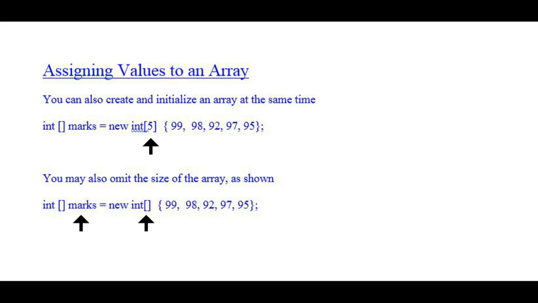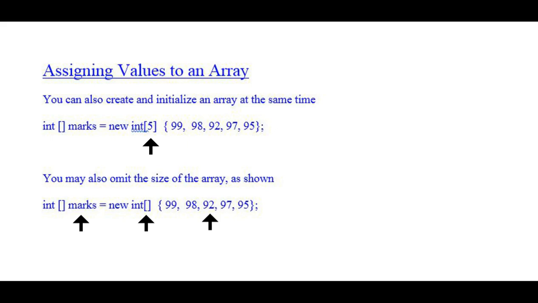When we use the new int, we use the square brackets, and it doesn't contain a number as it did in the example above that. But we've implicitly created 5 elements within this array because after we've instantiated the array, we've gone ahead and populated 5 elements. So 99, 98, 92, 97, 95. Again, we'll go and sit in each of the elements within that array.